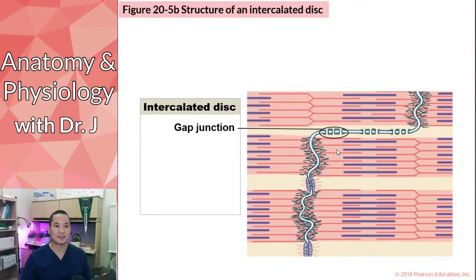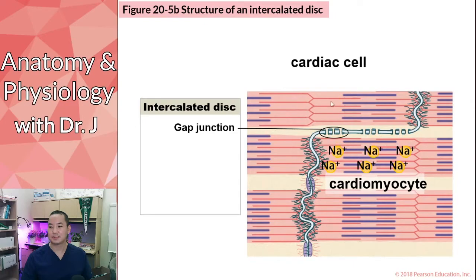It connects water, ions, and small solutes like glucose. So if you have ions, they can cross from one side to the other. That's the cool thing about these intercalated discs. They're more than just a histological structure. They're actually very important connections between cardiac muscle cells.